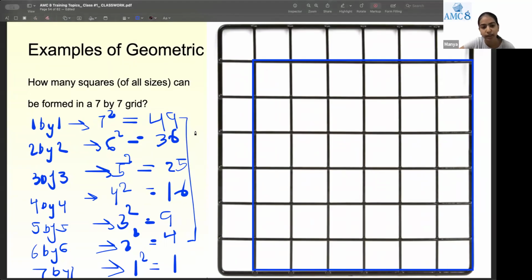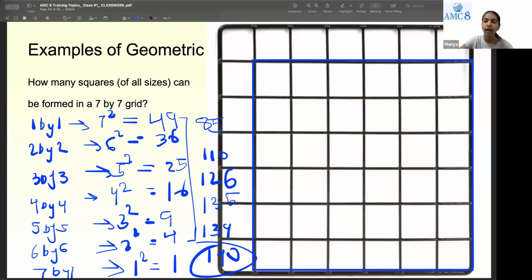So 49 plus 36 is equal to 85, plus 25 is equal to 110, plus 16 is equal to 126. Wait, no, it's not equal to 130, sorry, it's equal to 126. Plus 9 is equal to 135. Plus 4 is equal to 139. And plus 1 is equal to 140. Therefore, our final answer is 140. And those of you who said 140, good job, your answer is correct.